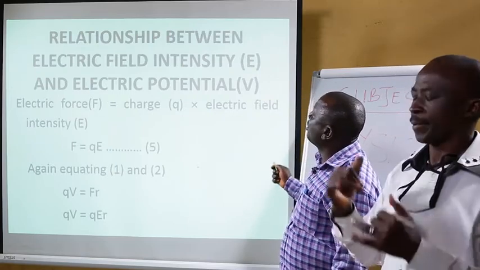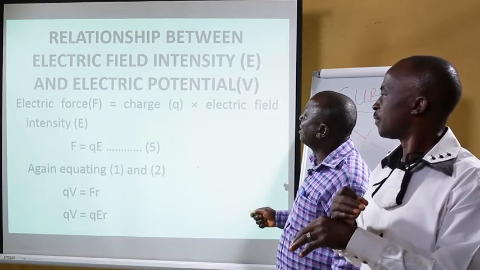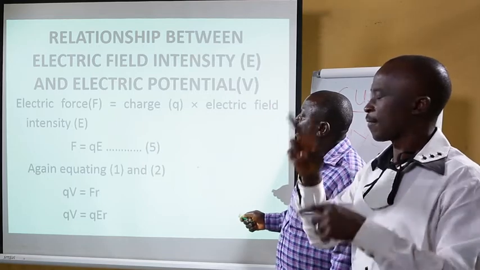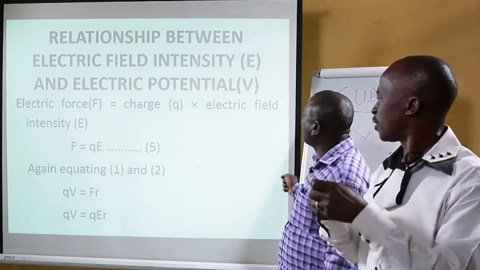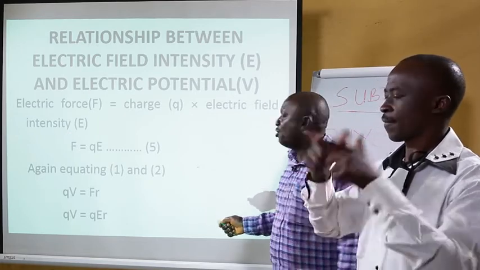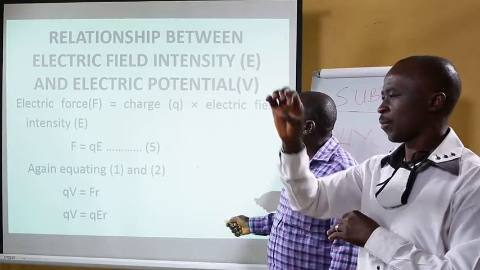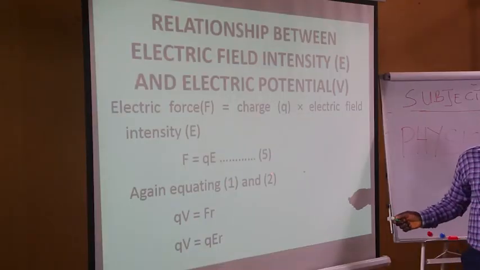Now we look at the relationship between electric field intensity, capital E, and electric potential, capital V. We know that electric force is equal to charge, small q, times electric field intensity, capital E. So we have mathematically capital F equals small q times capital E. And we call this equation 5.